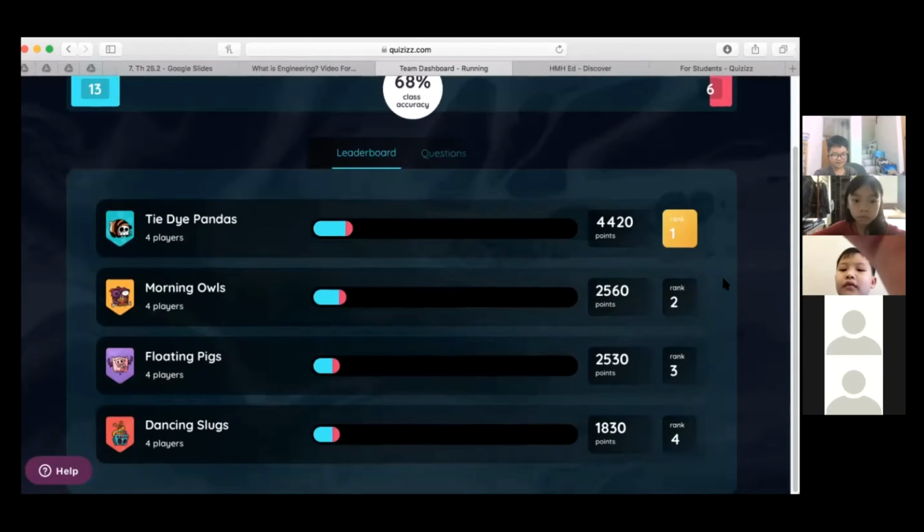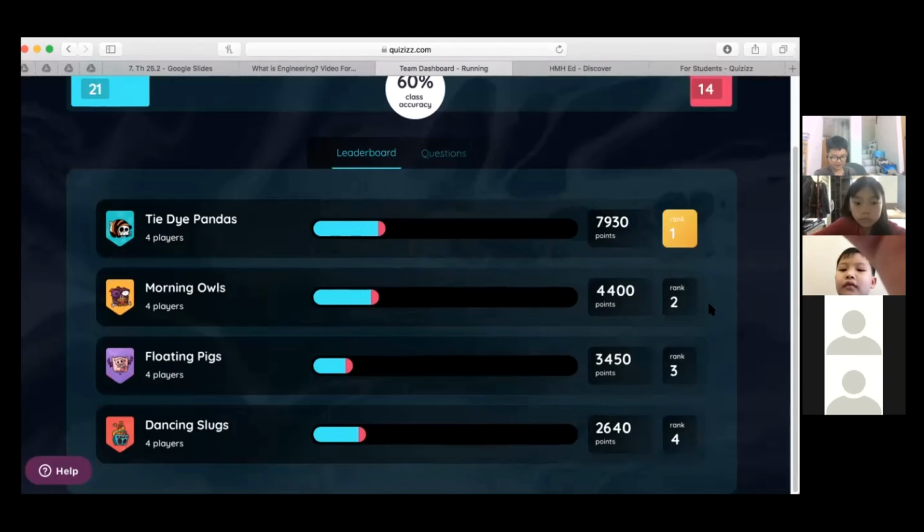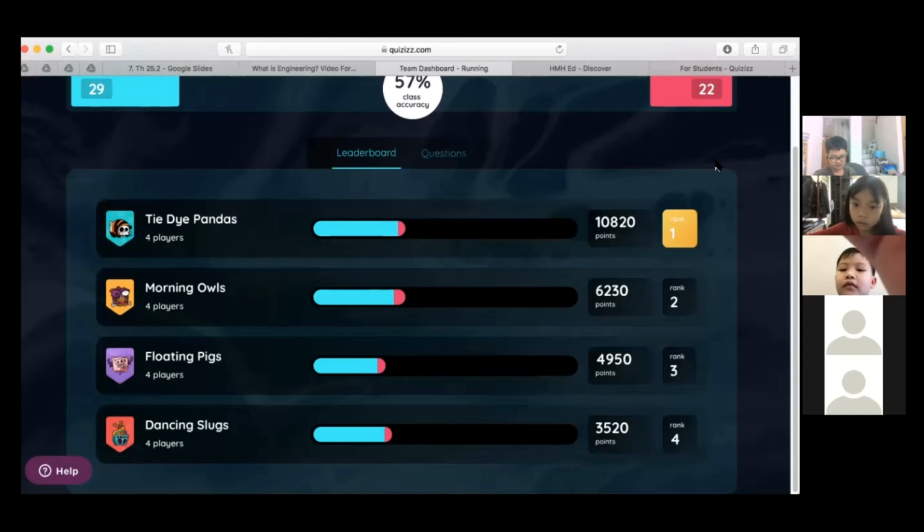Nice. All right. Tie-dye pandas is in first so far. Morning owls second. Oh, morning owls just dropped to third. Now floating. Oh, back to second. Floating pigs is in third. Dancing slugs, you're on fourth right now. Oh, but it looks like you might pass floating pigs soon. It's close. Tie-dye pandas and morning owls are very close. Make sure you activate your extra points when you get them. Looking good, everybody.